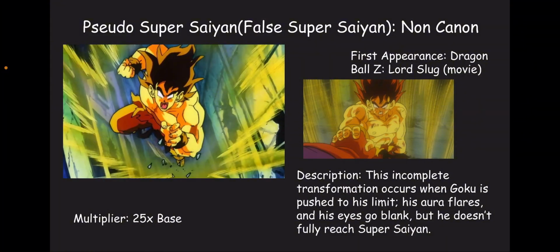We have False Super Saiyan, or Pseudo Super Saiyan. This is an incomplete version of the Super Saiyan transformation. Black hair, still golden aura, but it seems to be a lot brighter since most of his body is like yellow, based off the classic anime movies from the Lord Slug movie. And I put this at 25 times base. It's not true Super Saiyan, so it wouldn't make sense if it had 50 times base. It's obviously weaker. So 25 seems about right.